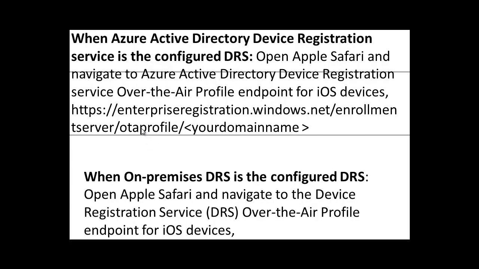If you choose to use the Azure Active Directory device registration, if you choose to configure that type of device registration, then on your device, you want to navigate to this URL, https enterpriseregistration.windows.net enrollment, OTA profile, and you type the name of your domain, and you're going to be able to make the registration there.